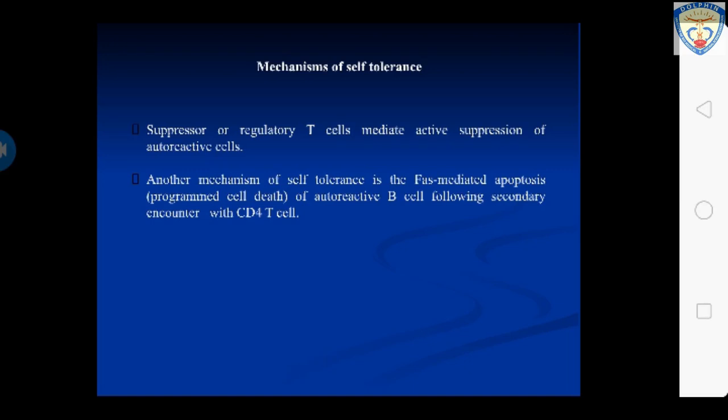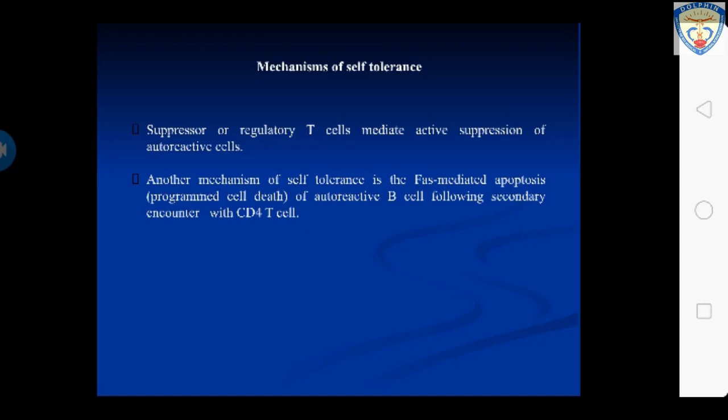Next comes suppressor or T-regulatory cells that mediate active suppression of autoreactive cells. Now it means that the suppressor or the regulatory T cells, as you know, they mediate or coordinate the functions of other cells of the immune system, and they may suppress any cell that is capable of destroying the self antigens. So suppression by regulatory T cells is another very strong mechanism to oppose autoimmunity.